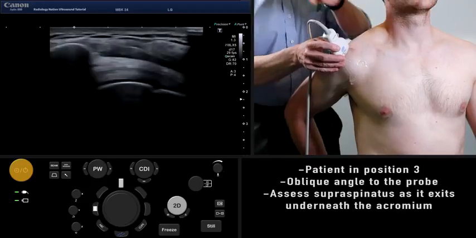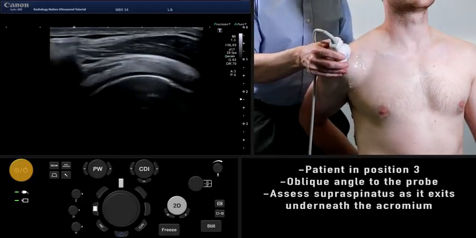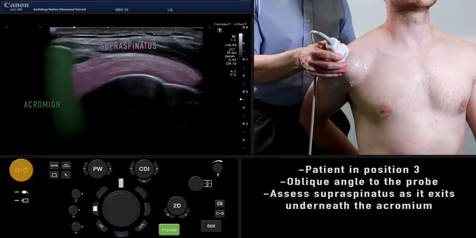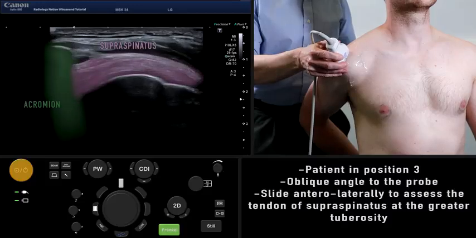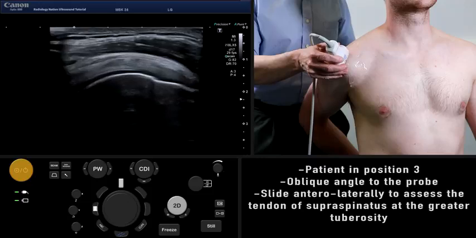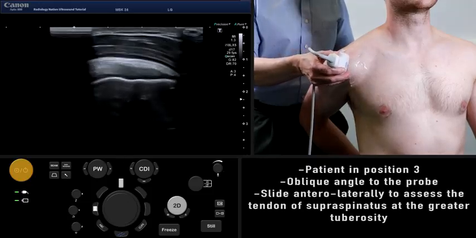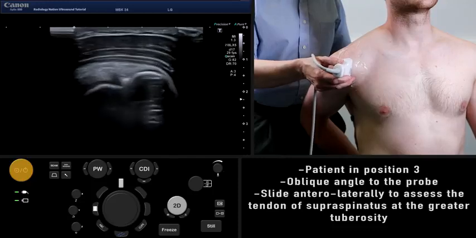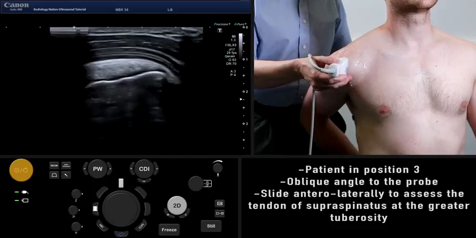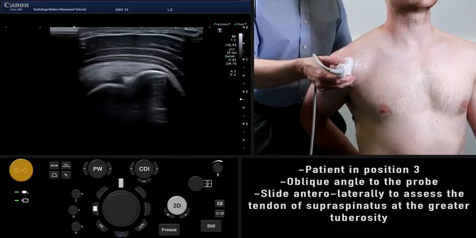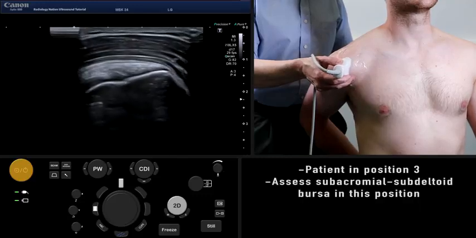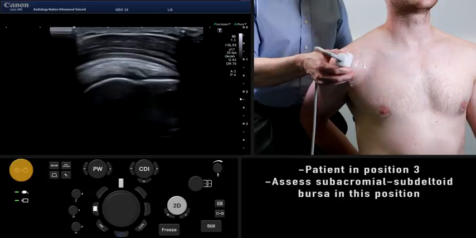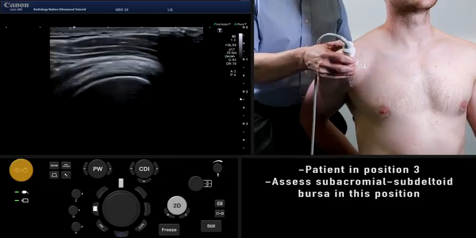Now, ask the patient to move into position 3 and angle the probe as shown to reveal the supraspinatus from under the acromion. Sliding anterolaterally across the humeral head will bring the tendinous insertion of the supraspinatus onto the greater tuberosity into view. Note how anterior the fibres of supraspinatus can be seen relative to the shoulder when the arm is in this position. While assessing the supraspinatus, this is also a good opportunity to evaluate the subacromial subdeltoid bursa.